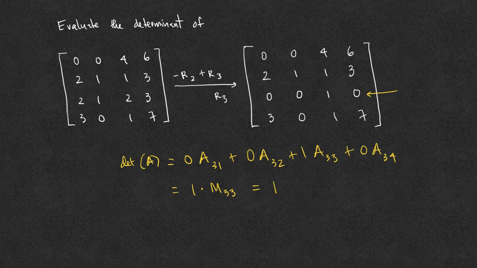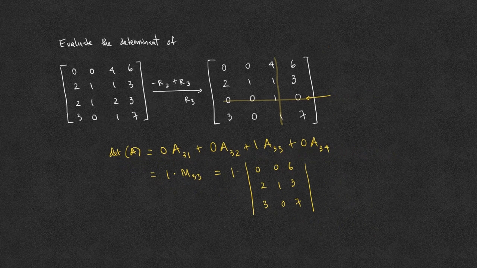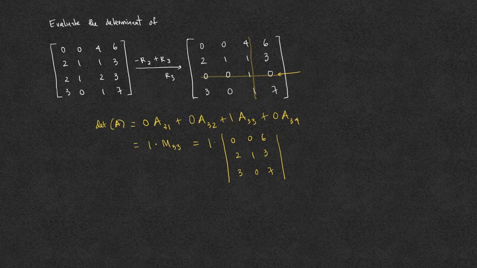But this is 1 times the determinant of the matrix where we cross out the third row and the third column. The remaining smaller matrix is 0, 0, 6, 2, 1, 3, 3, 0, 7. And we observe that the determinant of this matrix can be computed by expanding the first row.